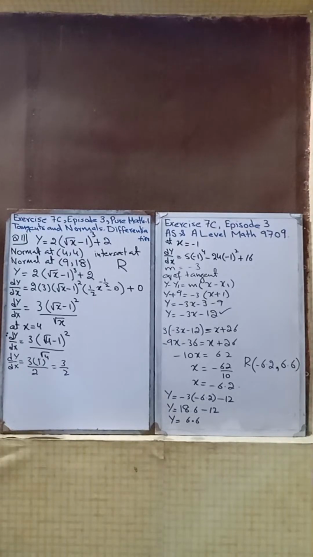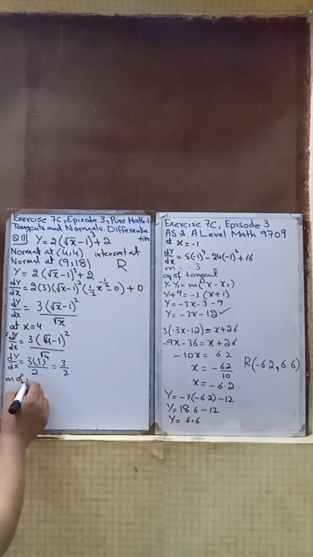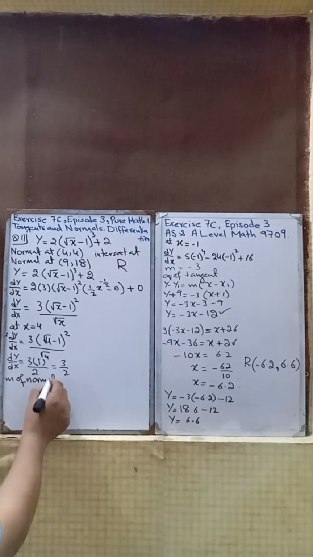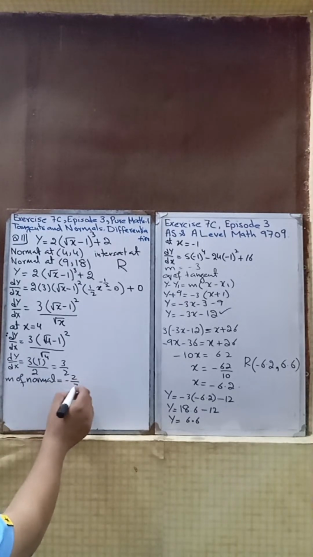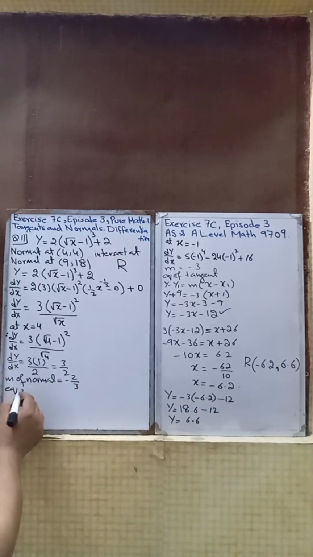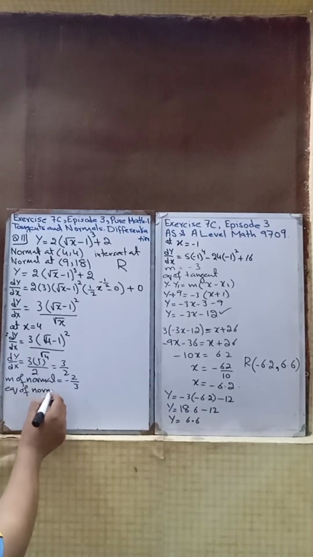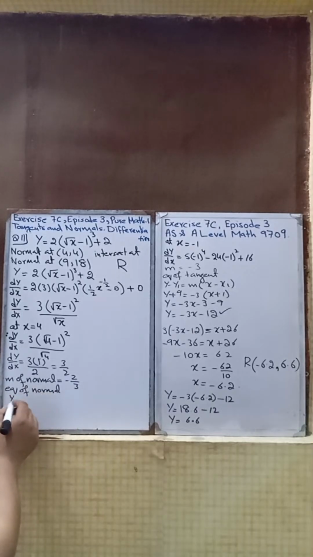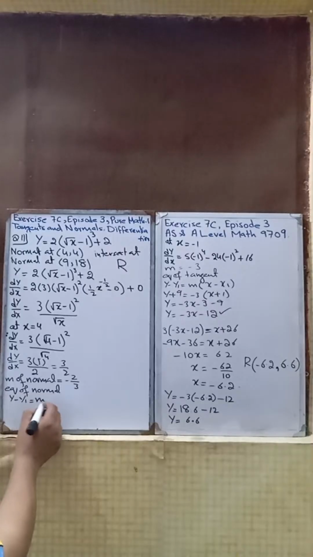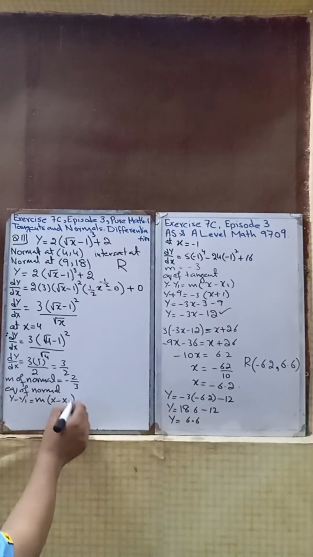And then the gradient of the normal will be minus 2 by 3. The equation of the normal will be y minus y1 equals m bracket x minus x1.